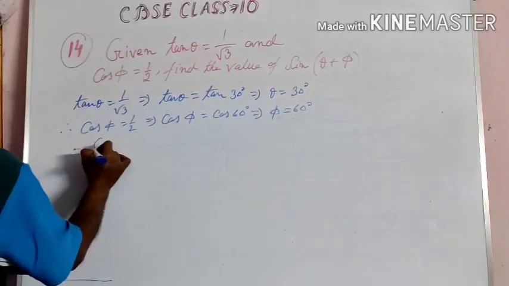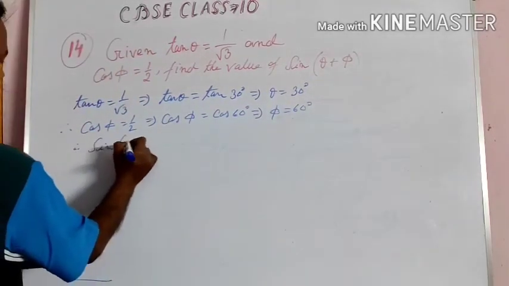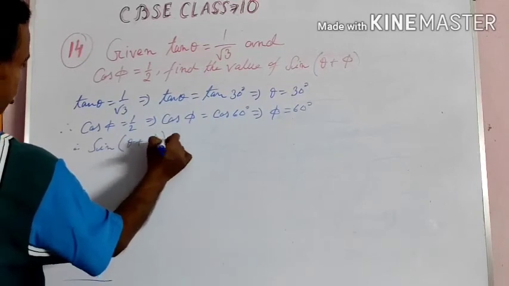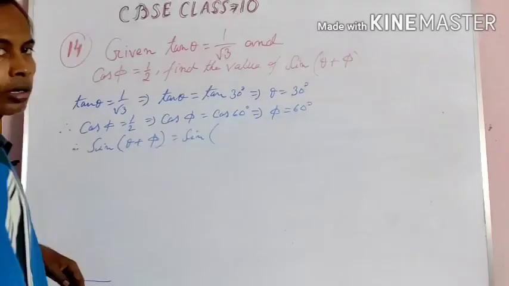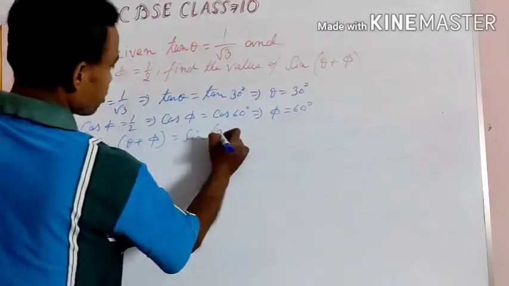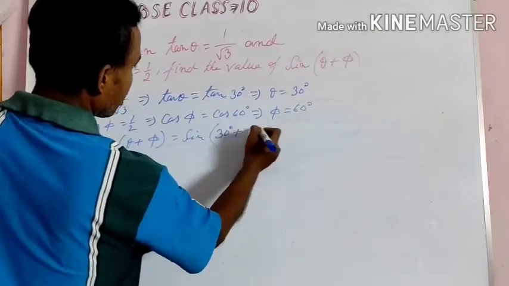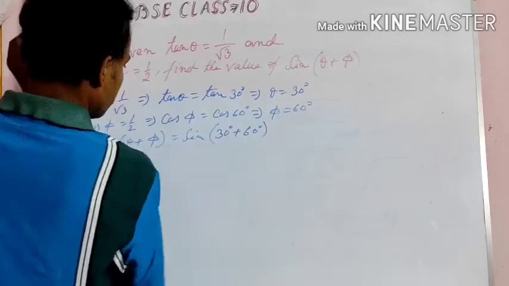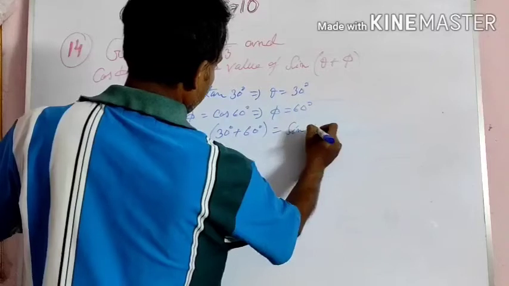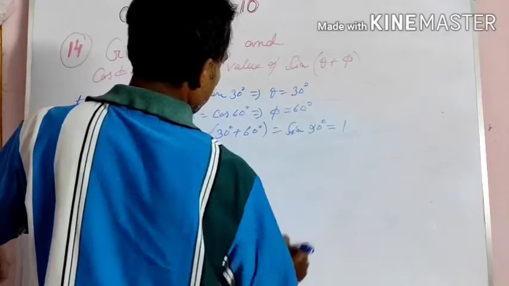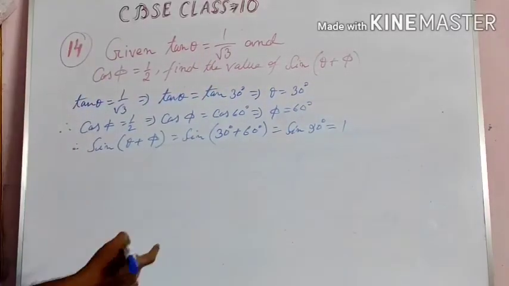Therefore sin (theta plus phi) is equal to sin, value of theta is equal to 30 degree, and value of phi is equal to 60 degree. So is equal to sin 90 degree. So we know that sin 90 degree is equal to 1. So 1 will be the answer.